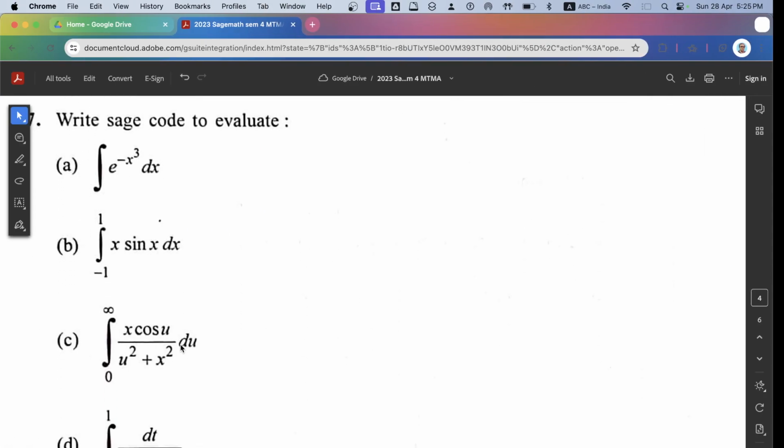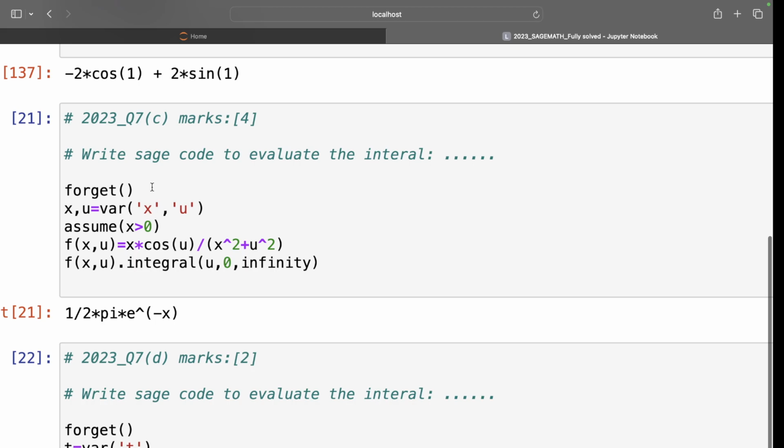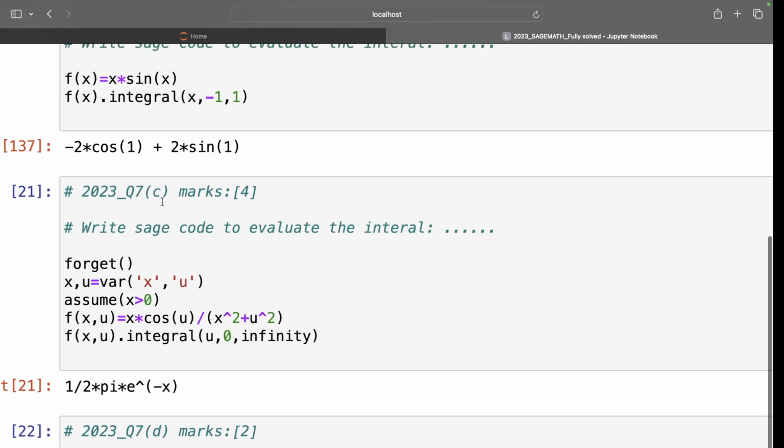Question 7c. Integration 0 to infinity x cos u divided by u square plus x square du. Forget means before you define this, variable x and u and this condition. So this condition x greater than 0. So forget all these conditions before programming. So x comma u is the variable, x single quote or u single quote. Assume x is greater than 0.